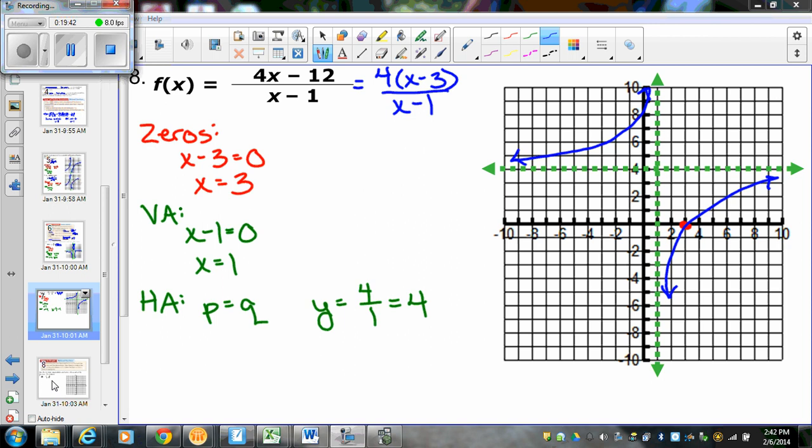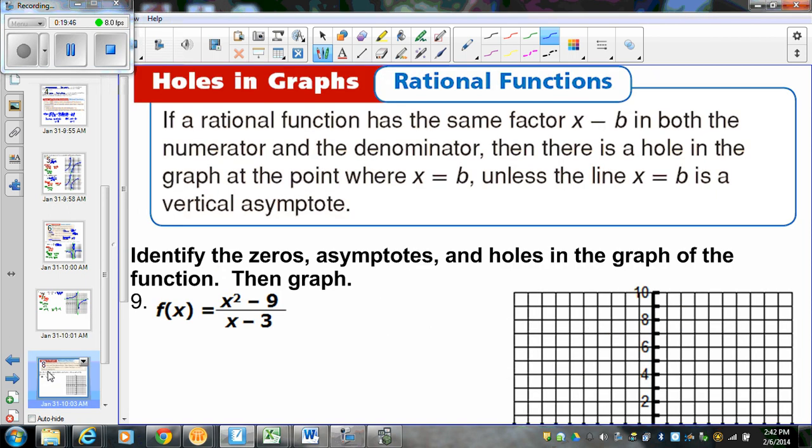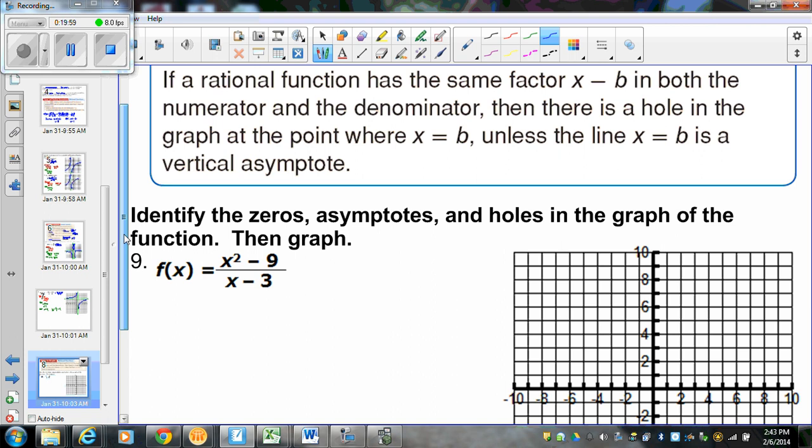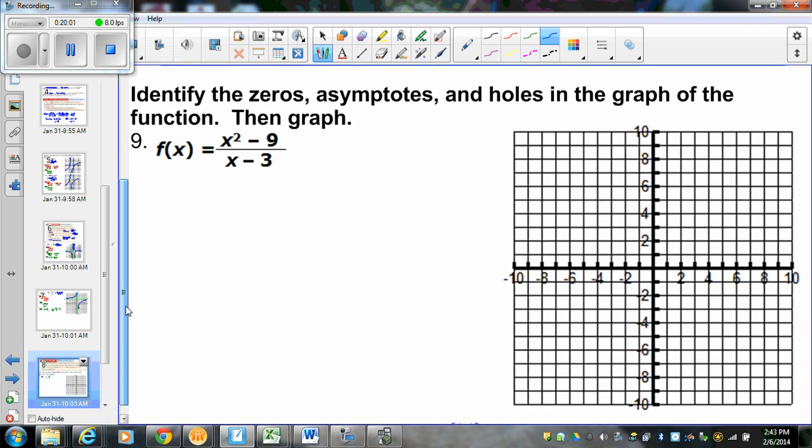Okay, so there's number 8. And now we're going to move on to the last part, which is holes in graphs. Holes are going to occur whenever you have a factor in both the numerator and the denominator of a function. You can read through this and it'll explain it in more formal words, but basically the point is if it's a factor in the numerator and the denominator, then it creates a hole.